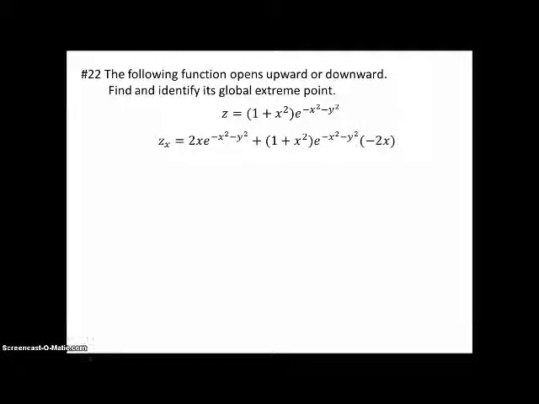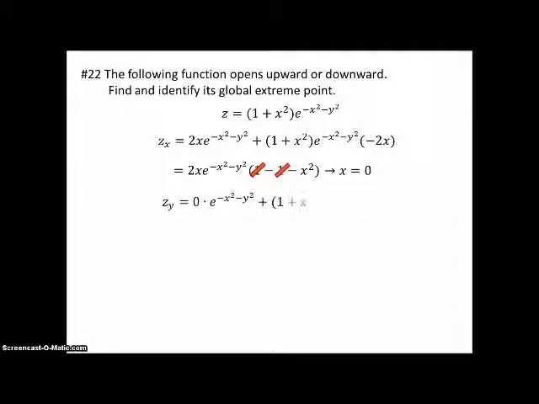And this one we are using the product rule, so it's the derivative of 1 plus x squared, which is 2x, times the exponential term, and then plus the 1 plus x squared times the derivative of the exponential term, which is the exponential term, times the derivative of the exponent, with respect to x, which is -2x. We can factor that, and the 1's cancel, and so pretty obviously the only solution is x equals 0.